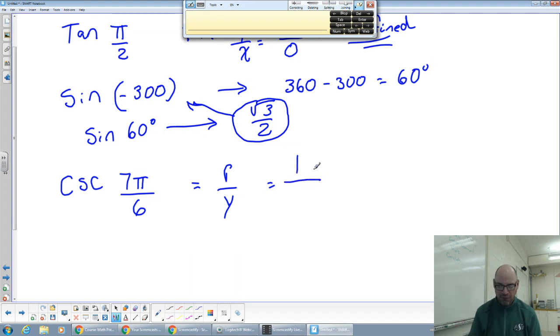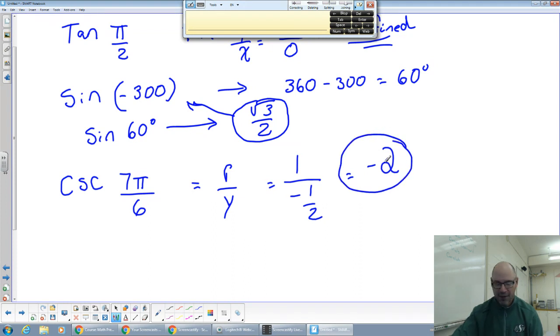Well, let's look for 7 pi over 6 in there. 7 pi over 6 is 210 degrees. If we look it up, it's negative root 3 over 2 and negative 1/2. Well, which one's the y point? The y point is the negative 1/2. So 1 divided by negative 1/2 is equal to negative 2. And that's our examples for those.